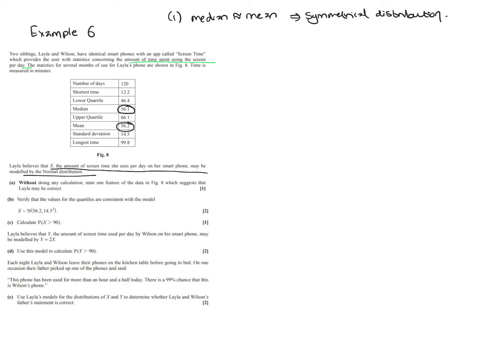Now, the next part, verify that the values for the quartiles are consistent with this model. So, part B, the distribution we're being asked to use is X is a normal distribution with a mean mu of 56.2 and a sigma squared value of 14.5 squared, which means, of course, sigma is 14.5. Always write that down so you are clear as to what the sigma value is. So the lower quartile should represent the first 25% of the data. So I'm going to work out the probability that X is less than 46.4, and we're going to compare that value with 25%.